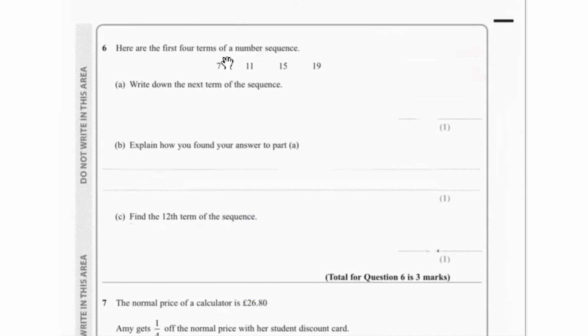Then here are the first 4 terms of a number sequence: 7, 11, 15, and 19. Write down the next term of the sequence. So we need to first check whether there's a common difference in each term or not. 7 becomes 11 after we add 4 to it. 11 becomes 15 after we add 4. And 15 becomes 19 after we add 4. So that means for the next term, we will add 4 as well, which is going to give us 23.